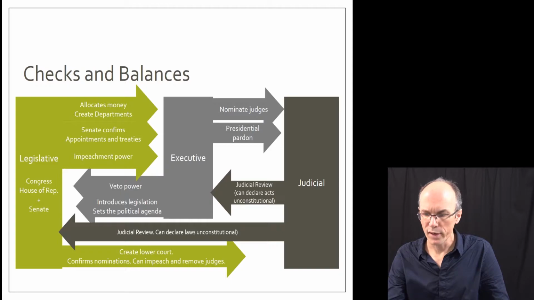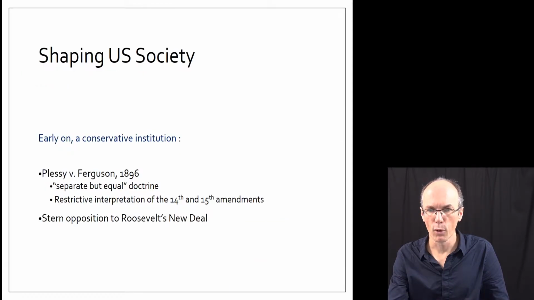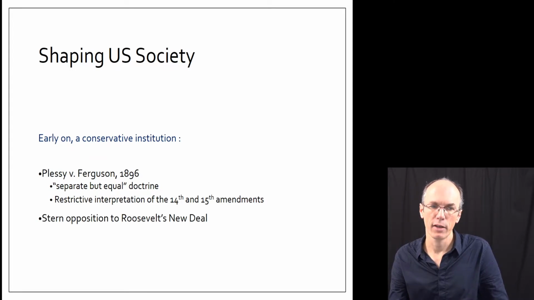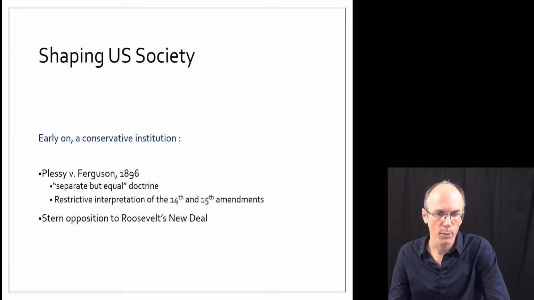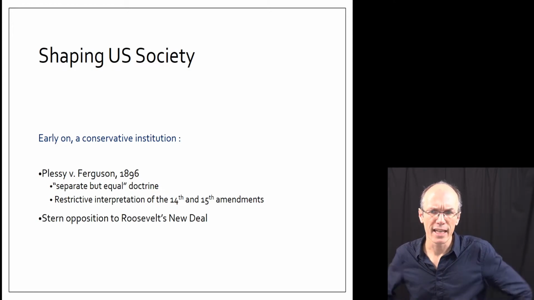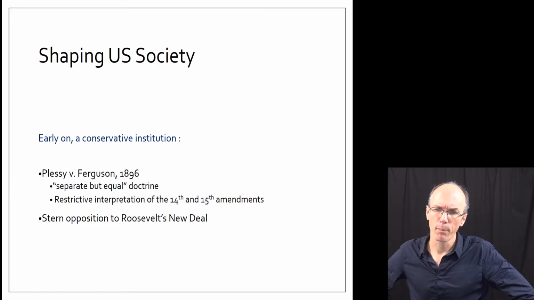I'm going to conclude this section with a few words about the role which the US Supreme Court has had in the political history of the United States. First, to mention that in the 19th century and up to the mid-20th century, it was a very conservative institution. In particular, in 1896, in the infamous Plessy v. Ferguson case, it affirmed the separate but equal doctrine, which means that it was perfectly okay to segregate black people in the United States.